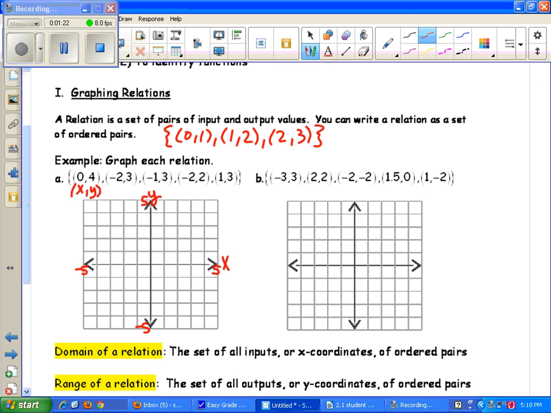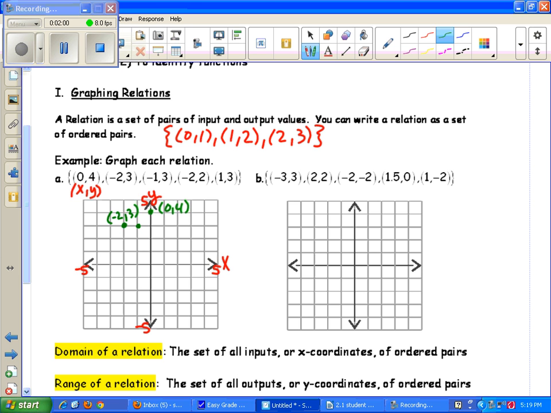When we're graphing, we have (0, 4). So we don't go right or left any. We go up 1, 2, 3, 4, and then I put a dot right there. So that would be (0, 4). For the next point, we have (-2, 3). So to the left 1, 2, and up 1, 2, 3. And then we have -1, so left 1, up 1, 2, 3.